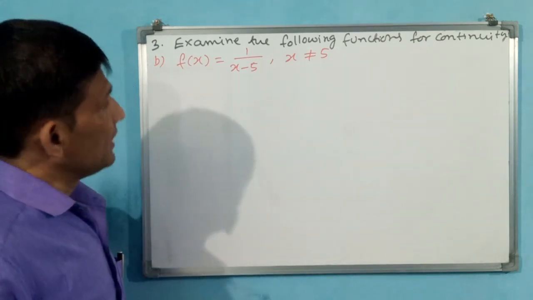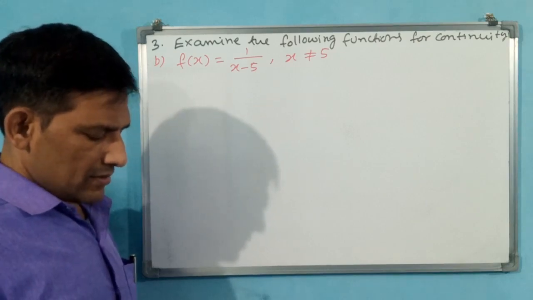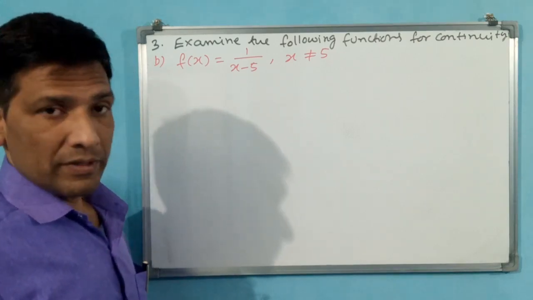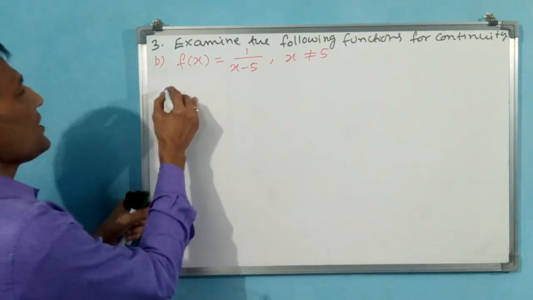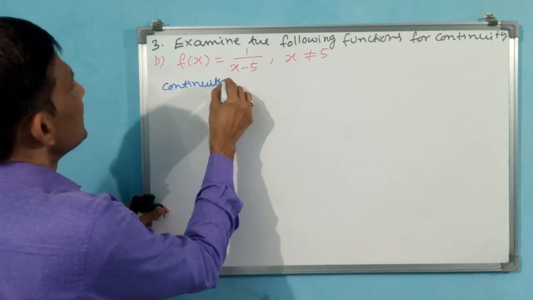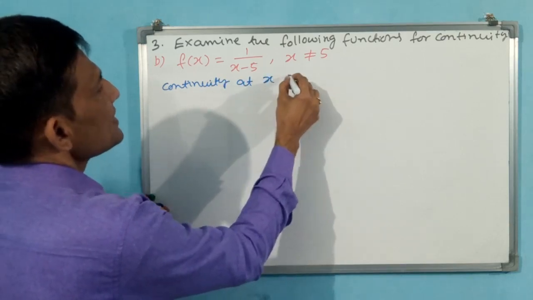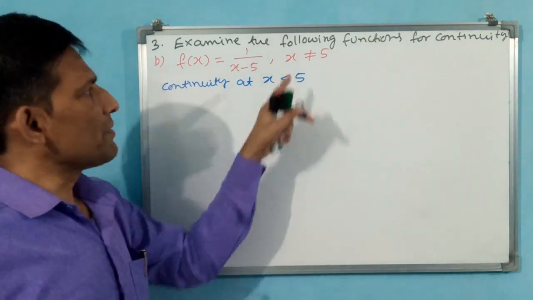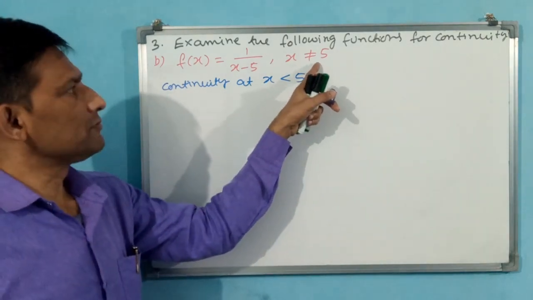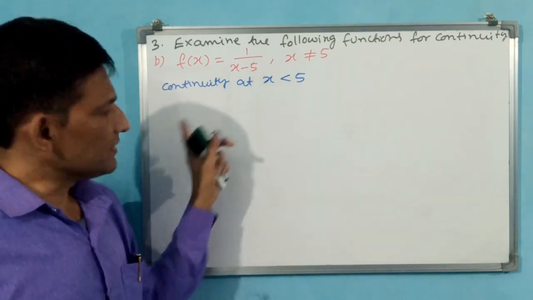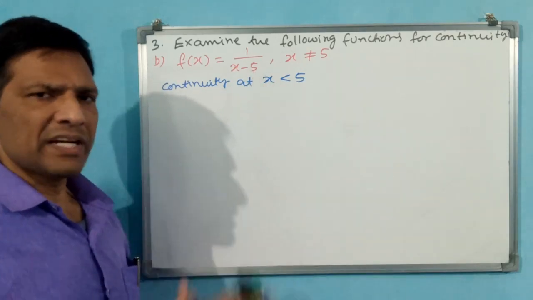Okay, let us write continuity at x is less than 5. Two cases only here. Why? Because x is equal to 5 will not come. X is not equal to 5. X is less than 5, one case. X is greater than 5, one case, we will take and we will confirm.